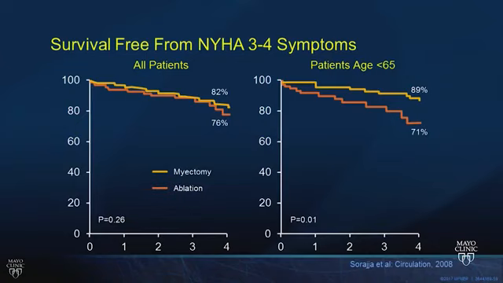Survival free from recurrent symptoms in all comers in our institution on the left-hand side here is equivalent between myectomy and ablation, but you can see in the younger patients, myectomy has a slightly better durability than ablation does. It's probably because younger patients are being more active, more aggressive with their physical activities, and so therefore testing the result a bit more.